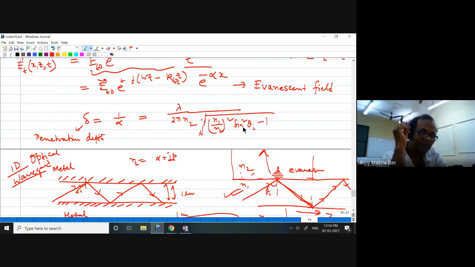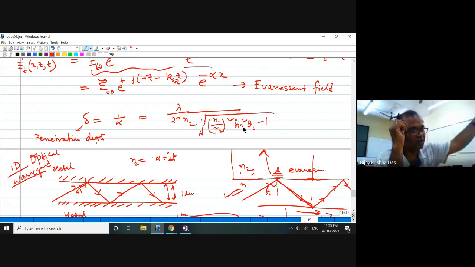Infinity. So you see, at theta equal to theta c, delta equals infinity. That means your wave will be penetrating into the second medium, and that will exist up to infinity. That means it will be reflected back. Total internal reflection will occur, but the penetration is also infinity, theoretically.